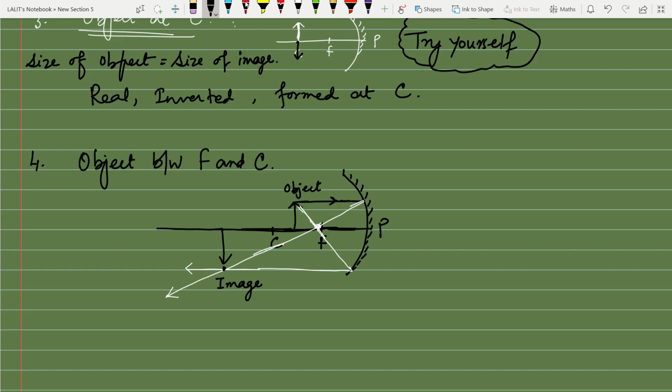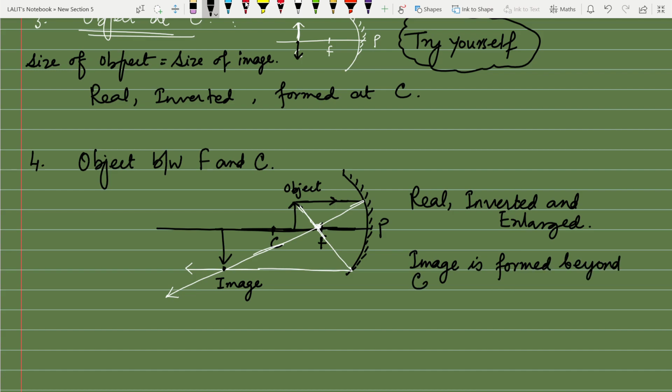So the nature is real, inverted and enlarged. Image is enlarged, image is real, image is inverted. And where is it formed? You can see the image is formed beyond C. Image is formed beyond center of curvature.